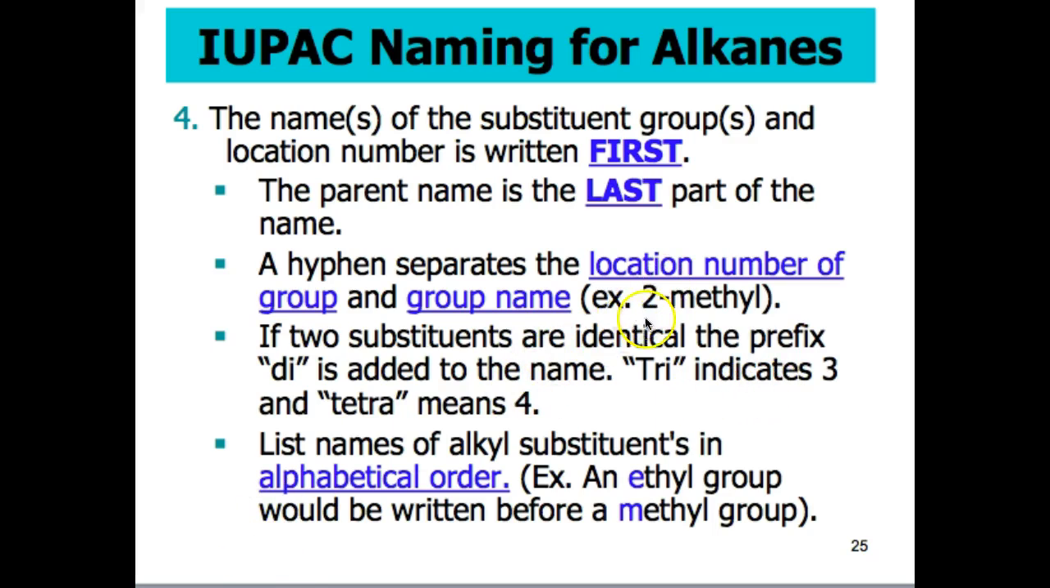You list the numbers. If there are multiple numbers, let's say that there are 3 different carbons that it was attached to, it would be like 2, 3, 4. The carbon that it was attached to. You separate those by commas, but the hyphen separates the group name from the location. You list the alkyl substituent groups in alphabetical order. So for example, an ethyl group would be written before a methyl group.